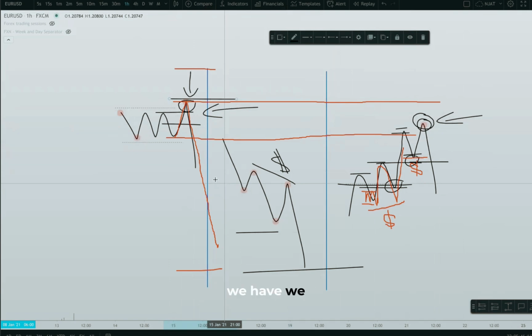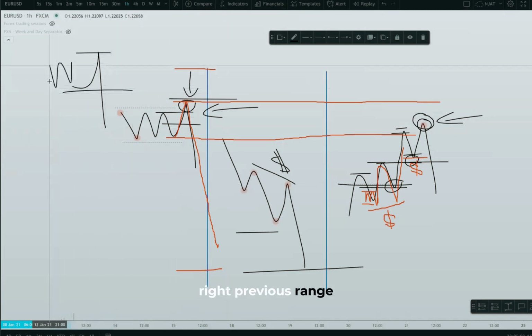So what do we have? We have range. We have initiation out of the range. Notice that this initiation creates an OB price delivery, where we see that swing up, reaction, previous range, and we see intention for lower prices as price starts to head back up.